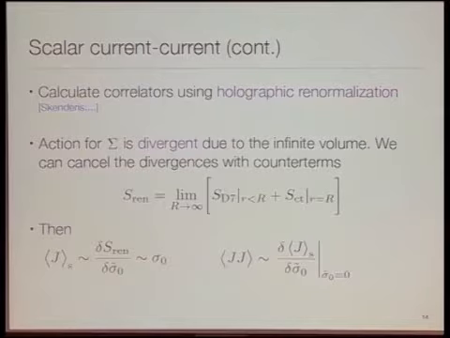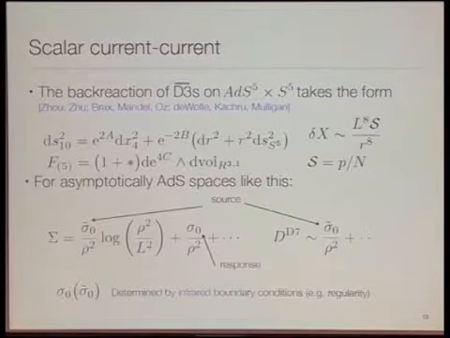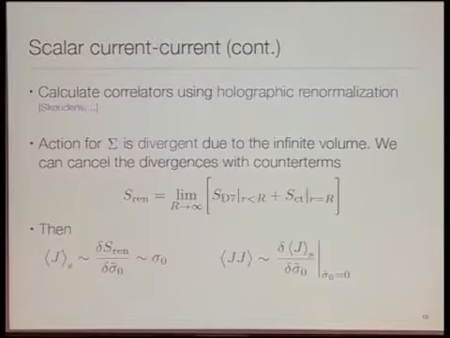Then to actually calculate the correlators, you go through the process of holographic renormalization, for example. For want of time, I'm just going to skip through. The important thing is that this 2-point function is essentially the derivative of this response as a function of the source, and then you evaluate it when the source is 0. This is the basic AdS/CFT.